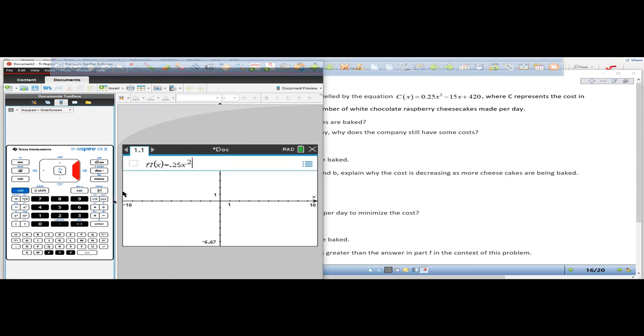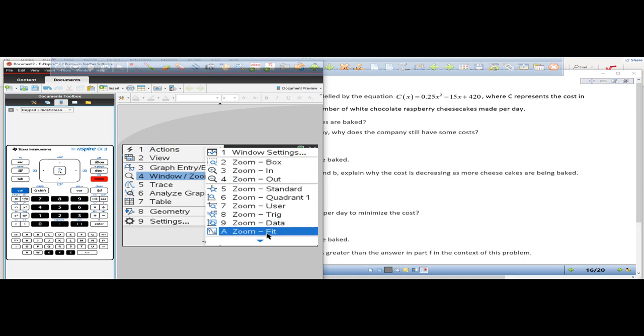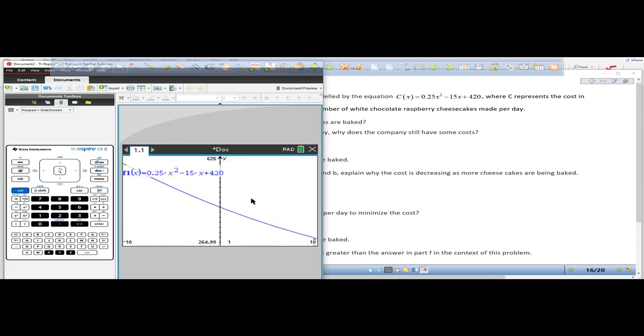And then we have minus 15x. And then plus 420. All right, so now you don't see anything, right? Because remember I told you maybe you have to learn to play with the zoom. So typically you can always try a zoom fit to see what it looks like. So zoom fit, okay, I see part of the parabola now.